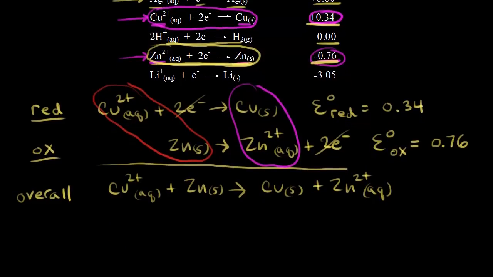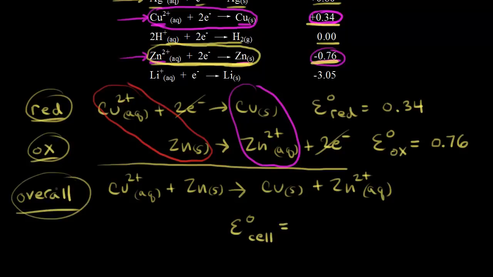And how do we find the potential for the cell? All right, so how do we find the standard cell potential? How do we find the potential for the entire cell? Well, to find the overall reaction, we added together our reduction half reaction and our oxidation half reaction.